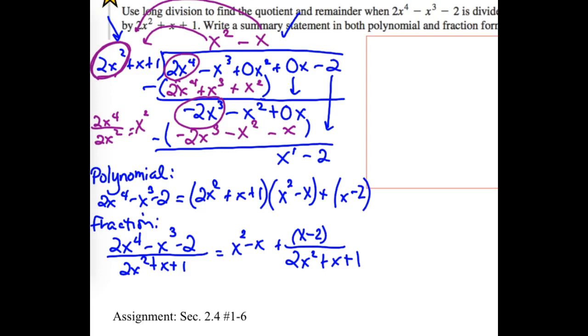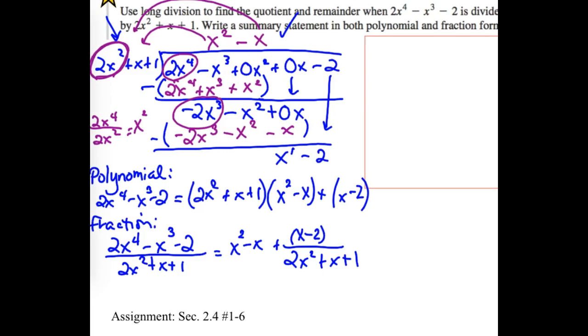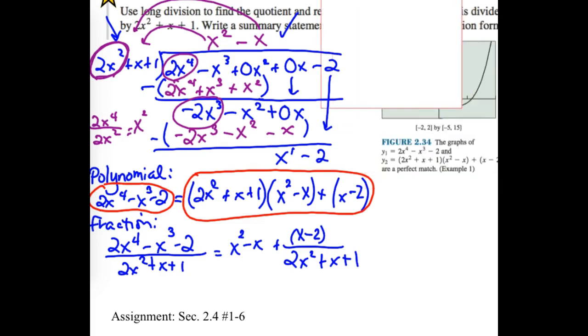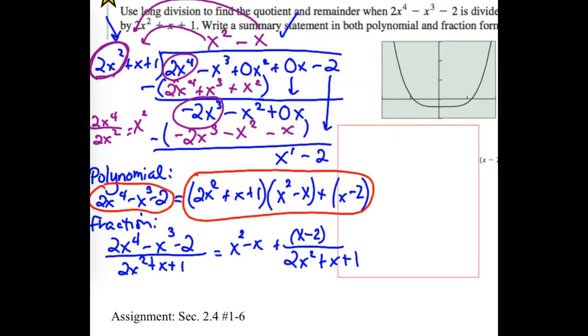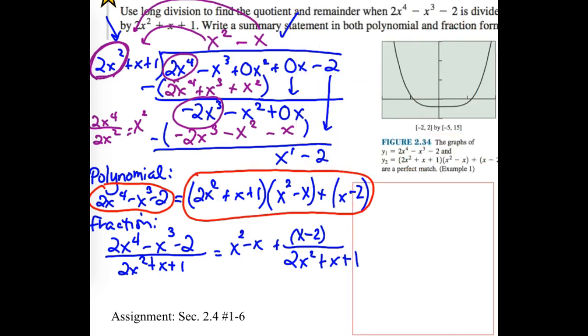You could always check your work. So we could graph, for example, we could put in y equals this, and we could put in y equals this expression and compare our graphs. They should be the same. So that's one way we could check that work. All right, so that's what they've done right here. And notice that the graphs of both equations here get us the same picture. Okay?